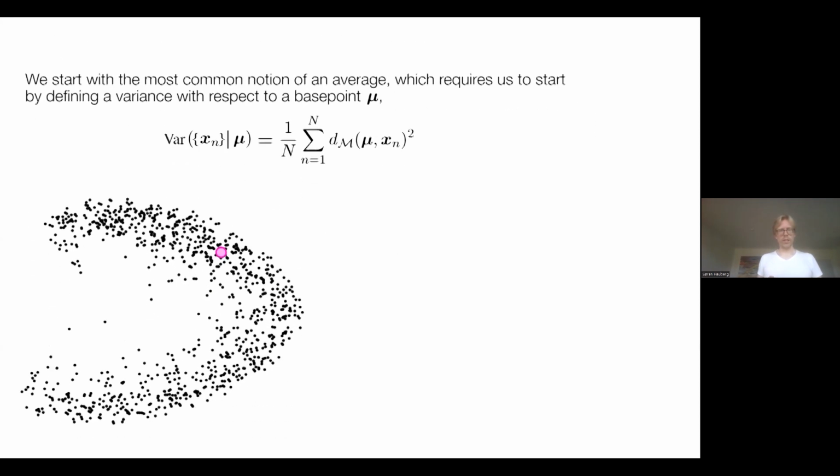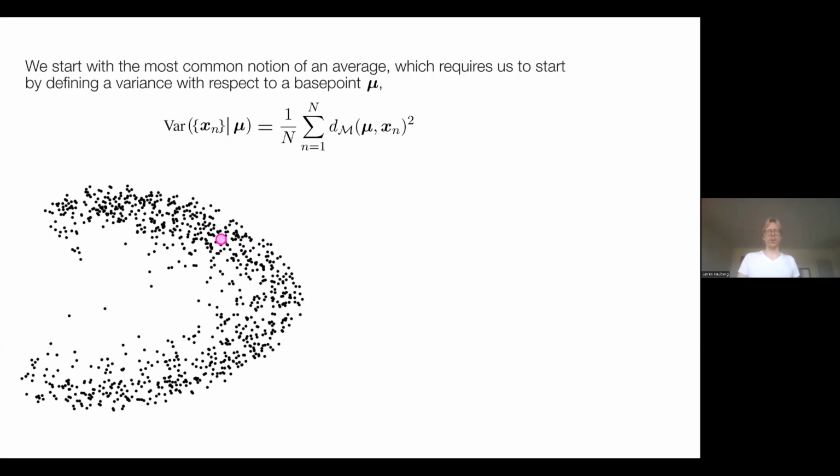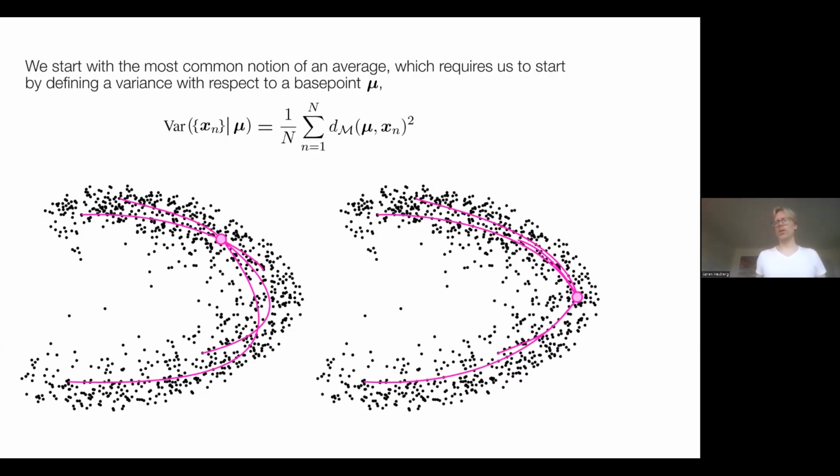And if we take the case of a learned manifold, then if the purple point is our base point, we can compute shortest paths to that base point, measure the length of these shortest paths, square those lengths and add up the numbers. That would give us a variance of this data set with respect to the base point mu. If you pick a different base point, you get a different number.